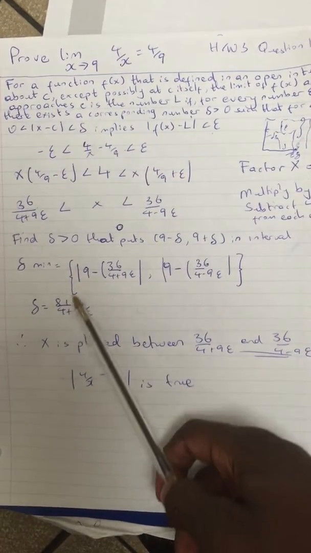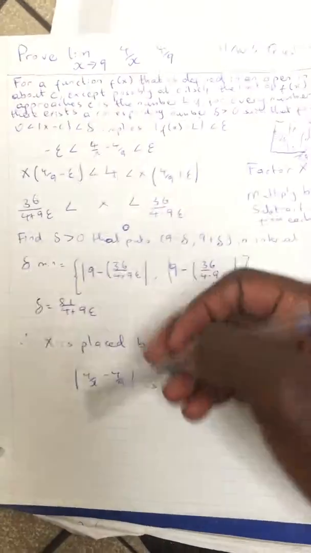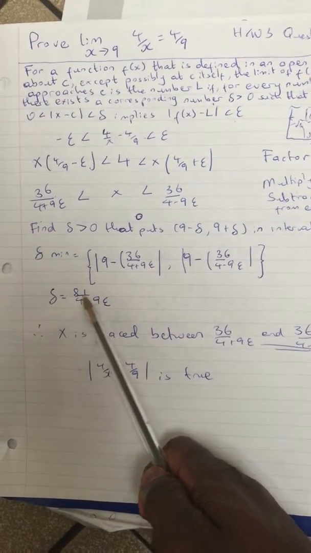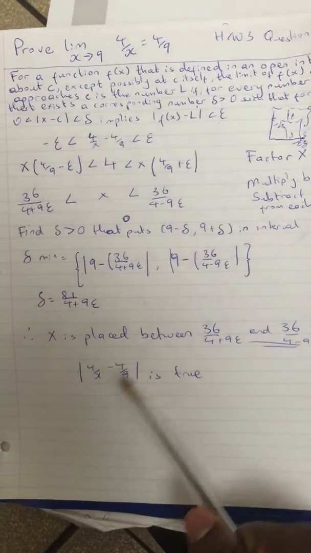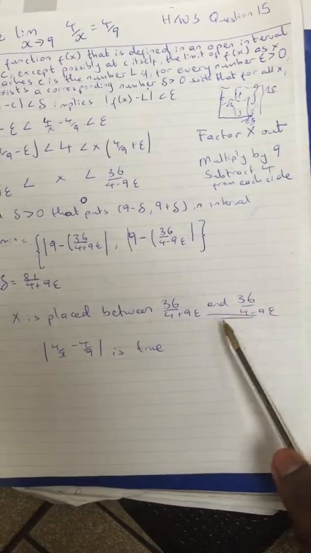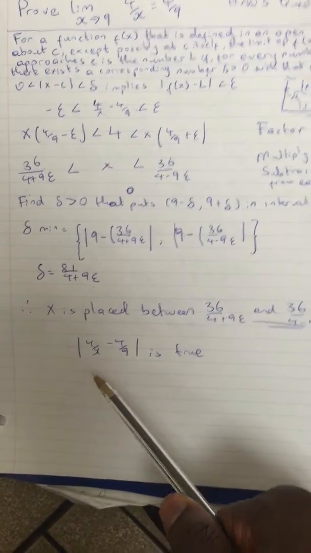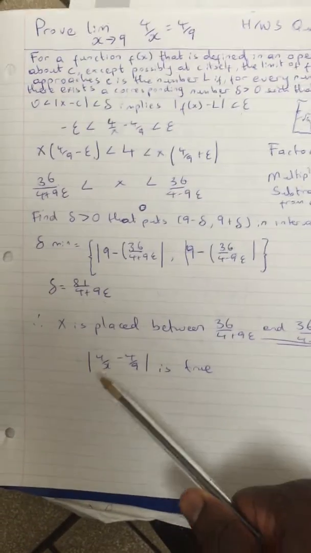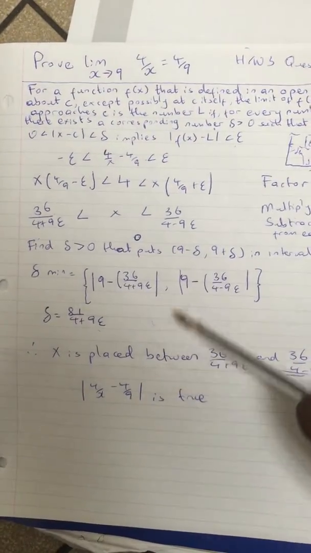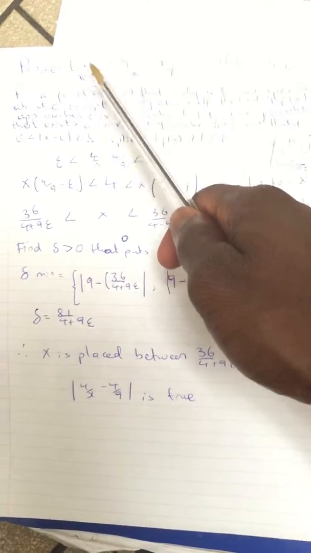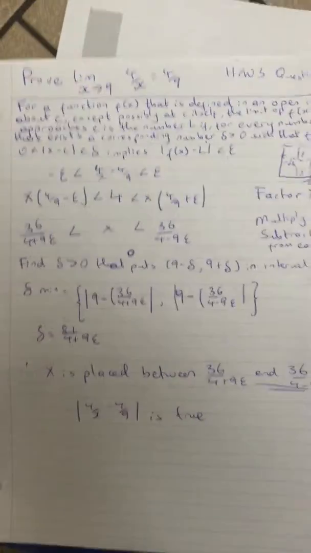And when we break down the limits of the interval, we get that the minimum is 81 divided by 4 plus 9 epsilon. Therefore, this value will place x between 36 over 4 plus 9 epsilon and 36 over 4 minus 9 epsilon. Therefore, this statement is true. The absolute value of 4 minus 9 will be equal to 0. The limit as x approaches 9 of 4 over x is equal to 4 over 9.